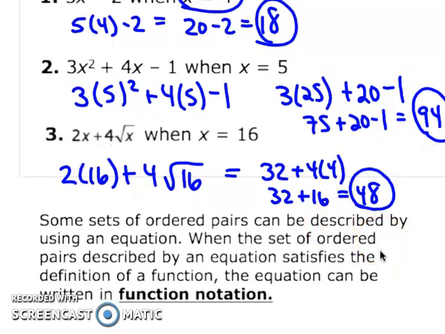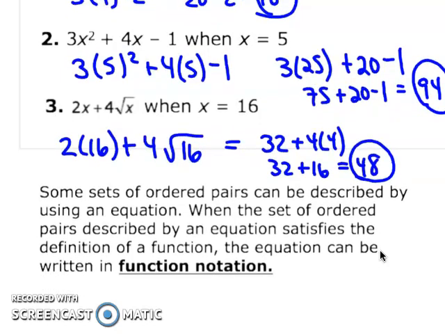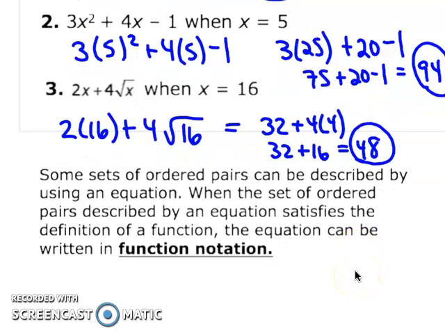Some sets of ordered pairs can be described by using an equation. When the set of ordered pairs described by an equation satisfies the definition of a function, the equation can be written in function notation.